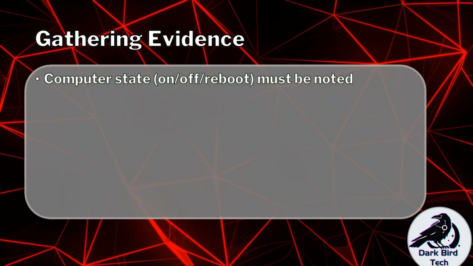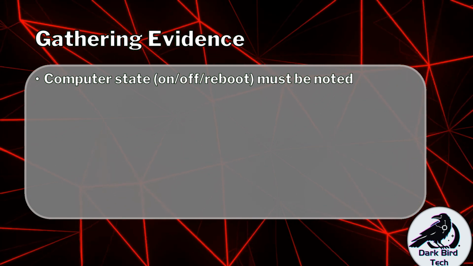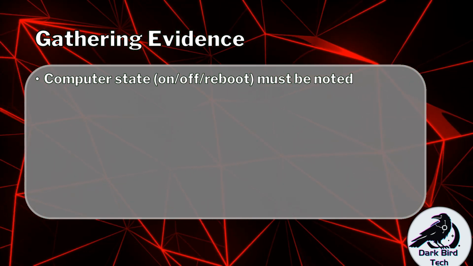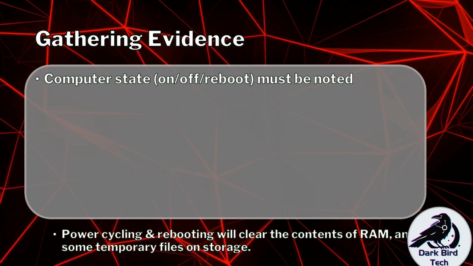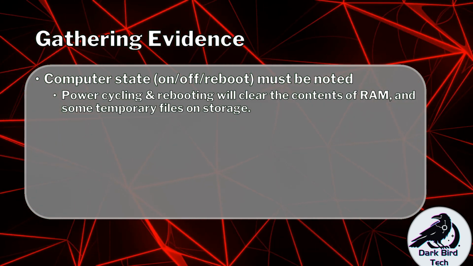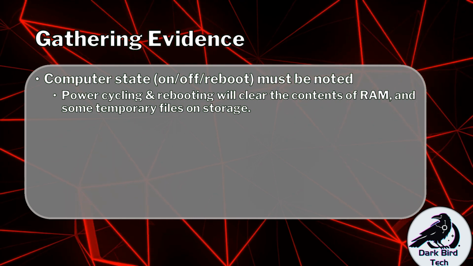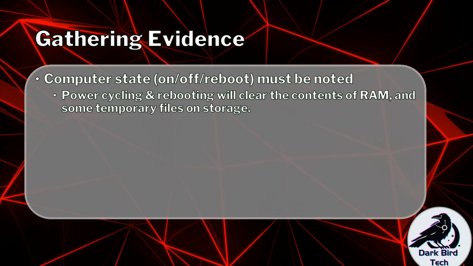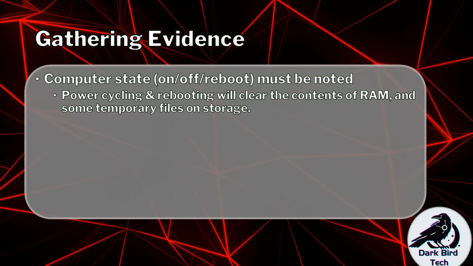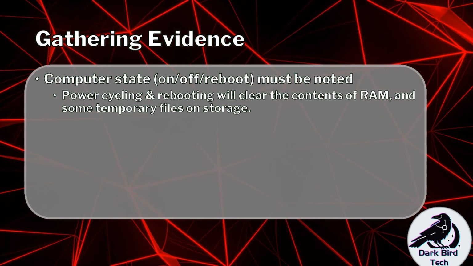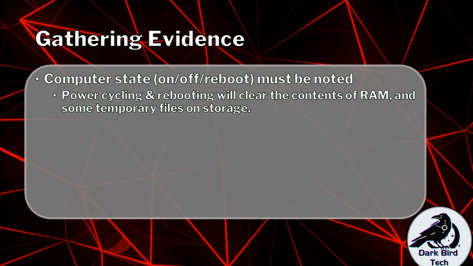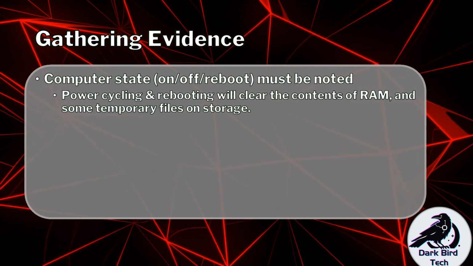So first of all, what's the computer's state? It must be noted. Is it still running? Has it been turned off? Has it been rebooted? Or anything like that? Because if the device has power cycled or rebooted, the contents of RAM are flushed. Remember, RAM is volatile storage. No power, no data. And that means that any temporary files in RAM are now gone. And that might have been the only copy of some evidence.